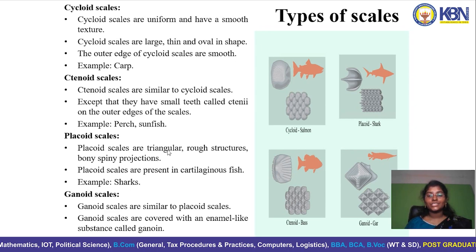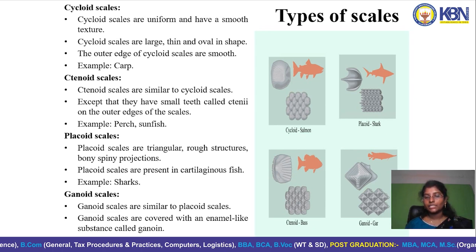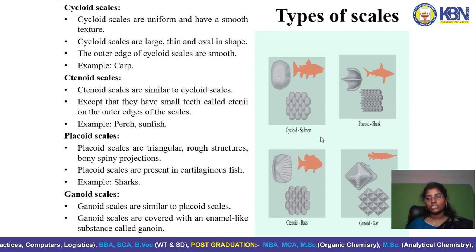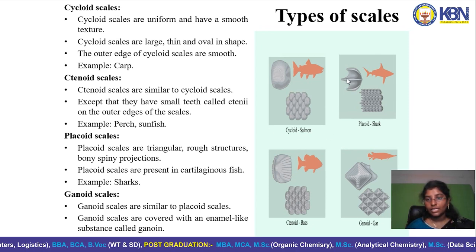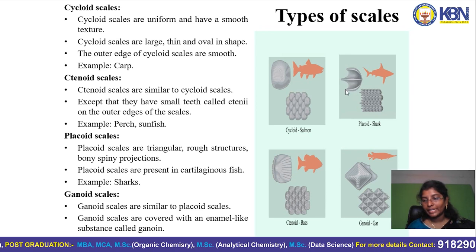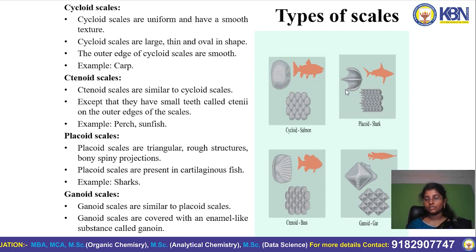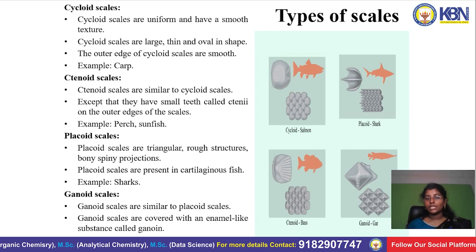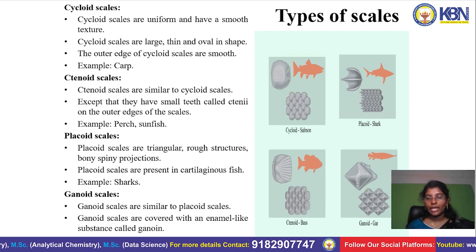Next, placoid scales. Placoid scales are triangular, rough structures with bony, spiny projections. Placoid scales are present in cartilaginous fish. Example, sharks. Here we can observe the structures on this scale are spiny-like, bony-like structures. So this type of structure is called placoid scales.